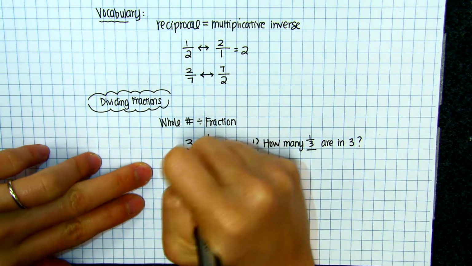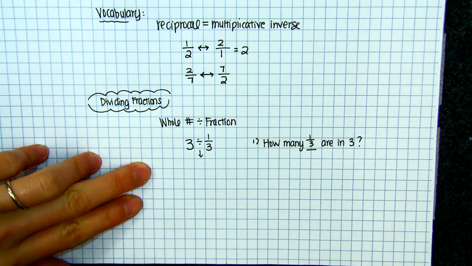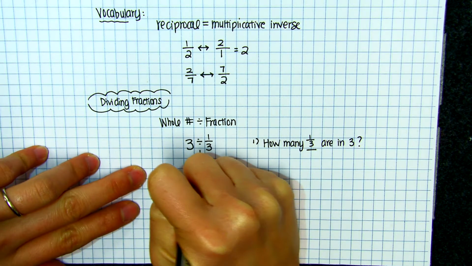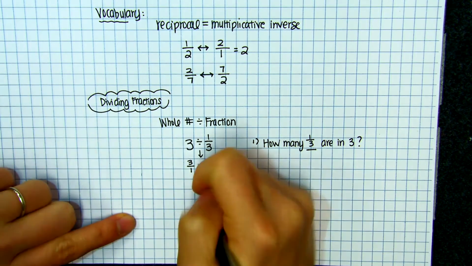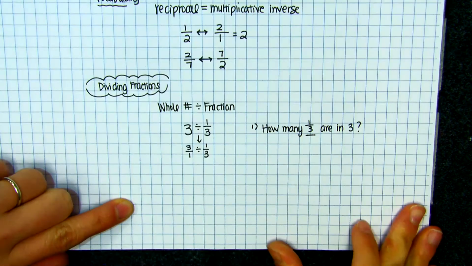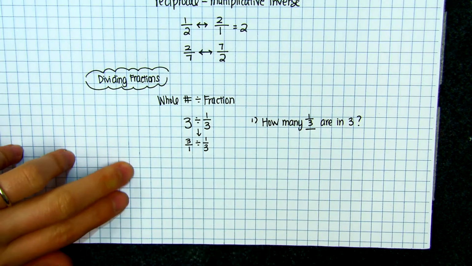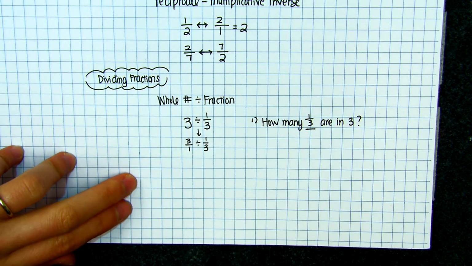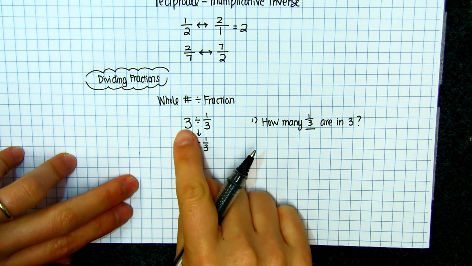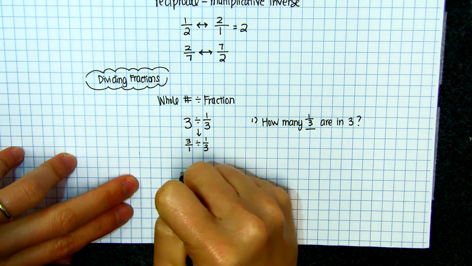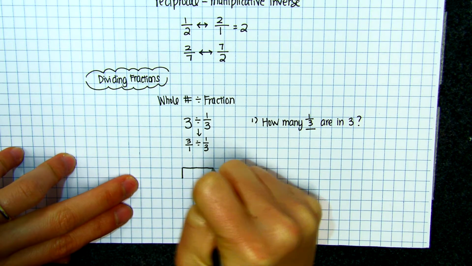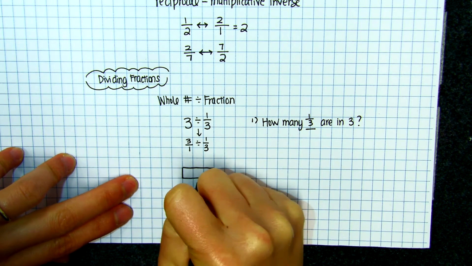Before we do that, I just want to emphasize that we can change 3 into a fraction. Any whole number, just put it over 1, okay? 3/1 divided by 1/3. That's what this question is asking. So I'm going to first look at the denominator. The denominator is 3. So I need to draw 3, but I need to break it down into thirds, okay, based off of the denominator.